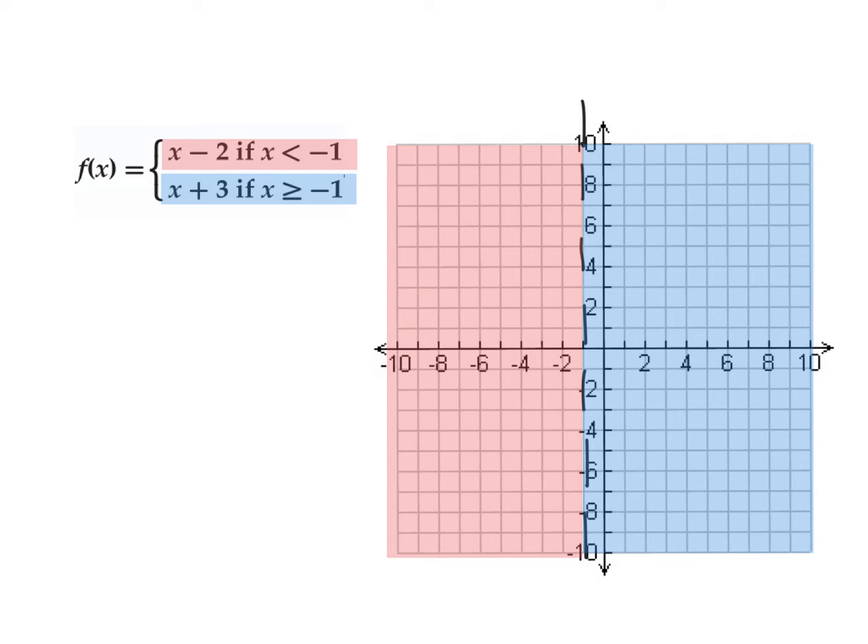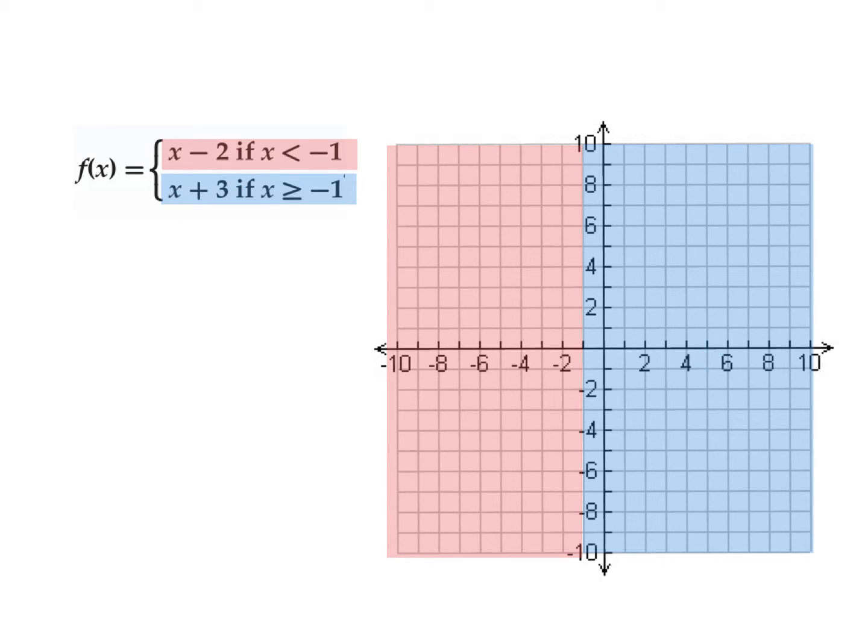Okay? Notice I've highlighted the top equation in red. This region is all where x is less than -1. So in the red region, I'm going to use this rule. This blue region is everywhere greater than or equal to -1. So I'm going to use this rule in the blue region.